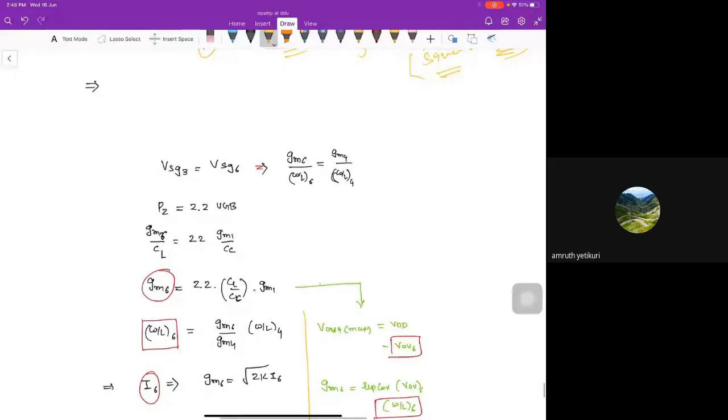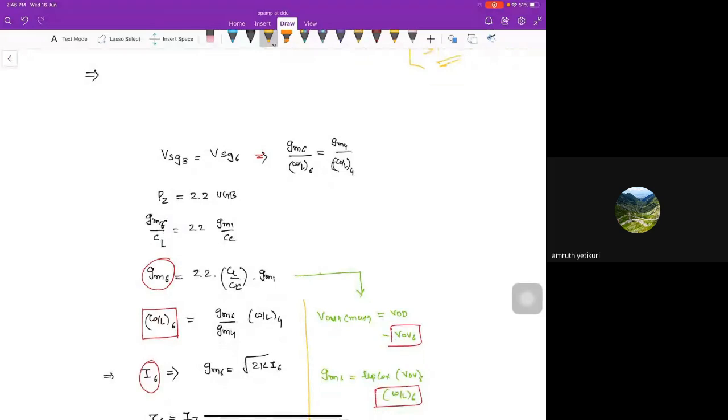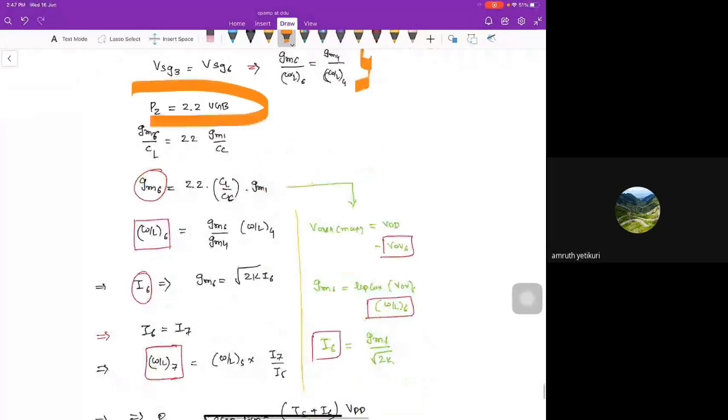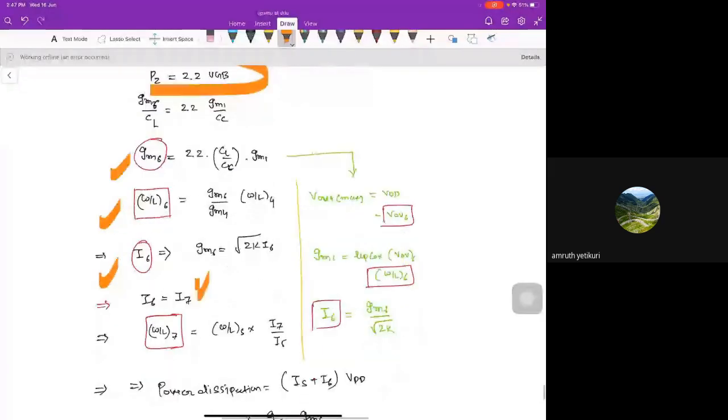The other thing that we have is the pole P2 and UGB relation from the phase margin point of view. From the phase margin point of view, you have this relation, right? And again you have this relation from the first stage and the second stage, VSG3 is equal to VSG4. So from that relation, you will get GM6, and from GM6 you will get W by L6. From that you will get I6. Once you know I6, you know I7, because I6 and I7 form a current mirroring action, so you will get the W by L of I7.